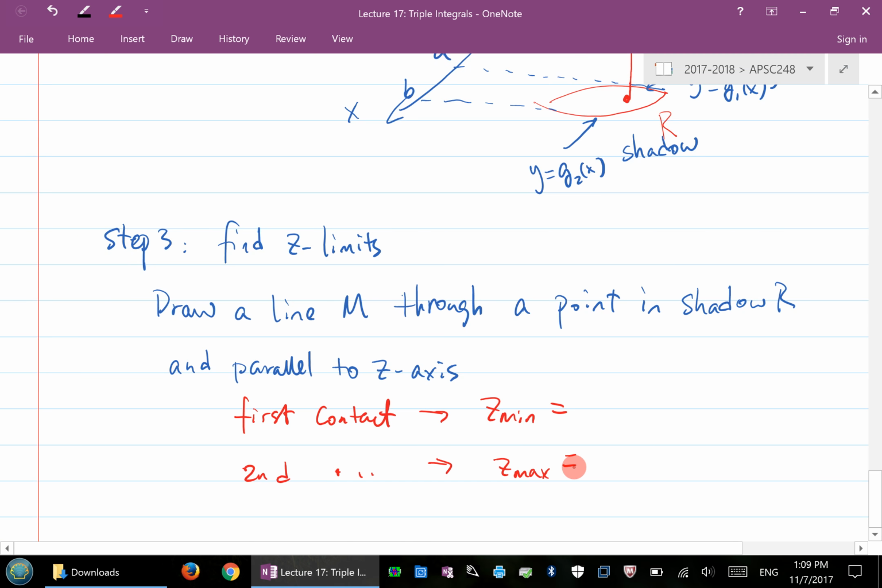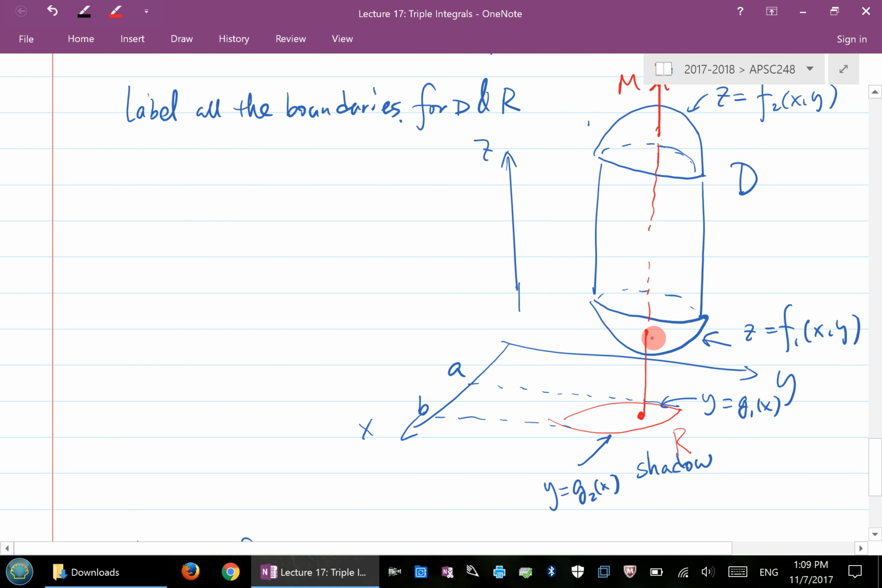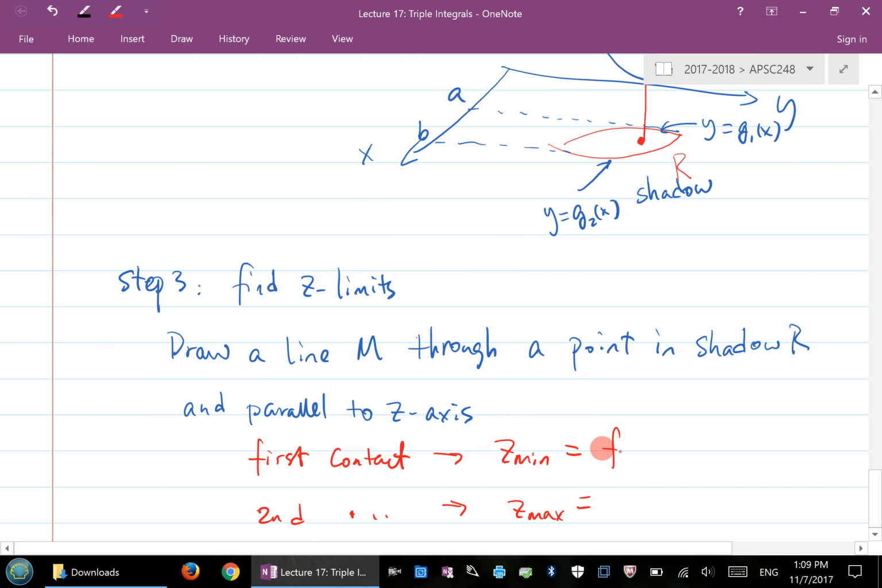If you look at this particular drawing here, what's my first contact? The first contact is the bottom surface, right? So that z min is represented using which one? Using the bottom surface function. And the z max is represented using the top surface function. So basically here, your z min is f1(x,y), and z max is f2(x,y). That's how you find the z limits. Good?